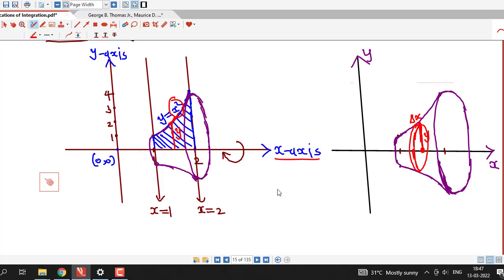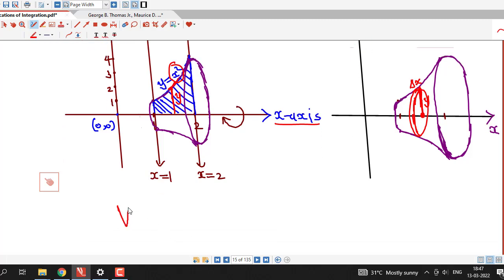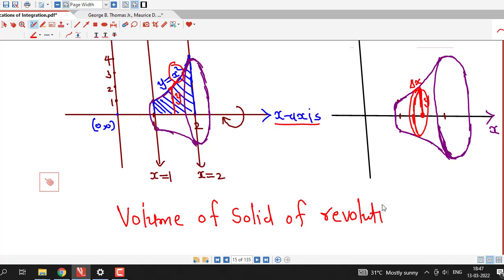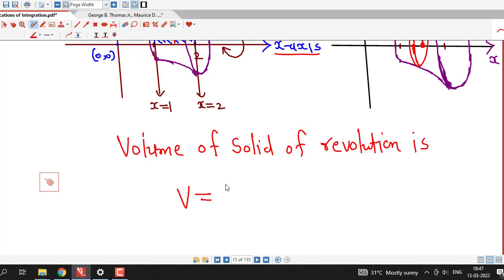So we know that if the radius of this circular disc, which is the cross section, is obtained by taking a cut of this solid perpendicular to x-axis, then we have a ready-made formula for the volume of the solid generated by this revolution. Volume of solid of revolution is V equal to integral pi times y square.